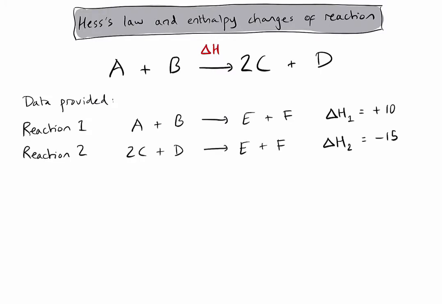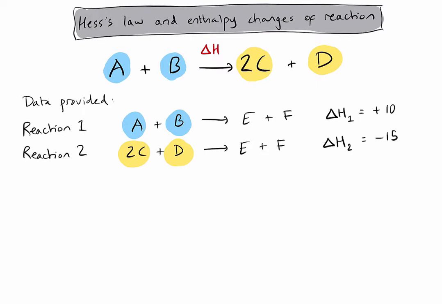Now, because Hess's law requires finding alternative pathways for a chemical reaction, you'll notice that my original reactants A and B can be found in one of the provided reactions, reaction 1. And you'll also notice that the products 2C and D are in the second reaction provided. Our job will be to use reaction 1 and reaction 2 to find an alternative pathway to get from the reactants to the products in my main equation.